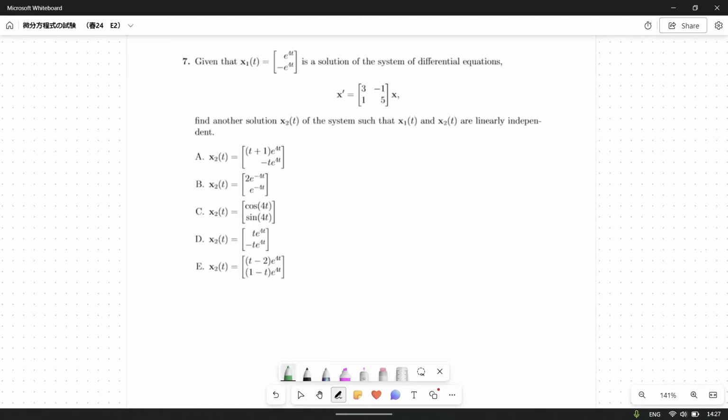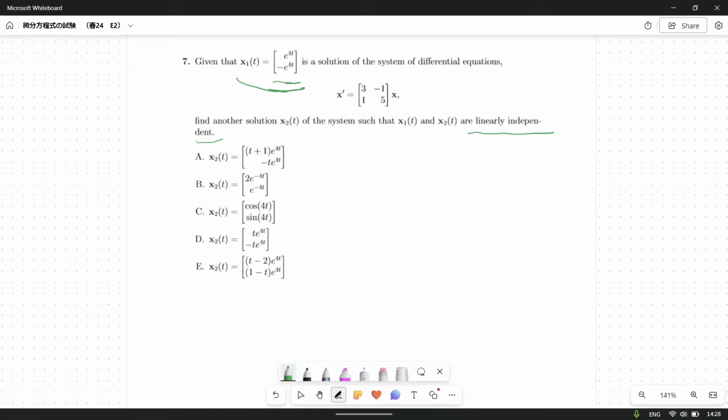All right, given that x sub 1 of t is equal to this vector, is a solution of the system of differential equations x prime equals some matrix x, find another solution x sub 2 of t of the system such that x sub 1 of t and x sub 2 of t are linearly independent. So looking at this question, the fact that it gives us one of the solutions to the system, this x sub 1 of t, and then it's asking us to find another solution x sub 2 of t that's linearly independent.